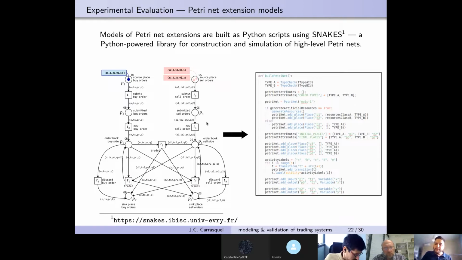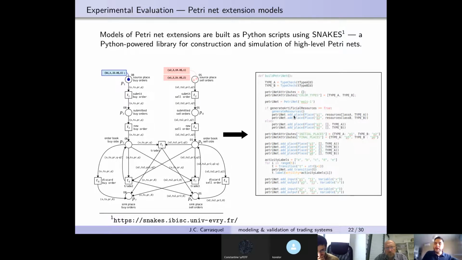So for example, this model on the left can be built as a Python script, and we use SNAKES, which is a Python library that allows one to construct and to simulate different kinds of high-level Petri nets. You can see here that it says Petri net equals Petri net. So this is an object. We follow the idea of object-oriented programming. This Petri net object has methods. You see that there are methods add place, add transition, add input. So we construct the Petri net in the software like an object.